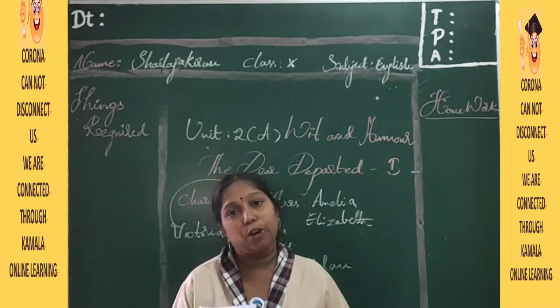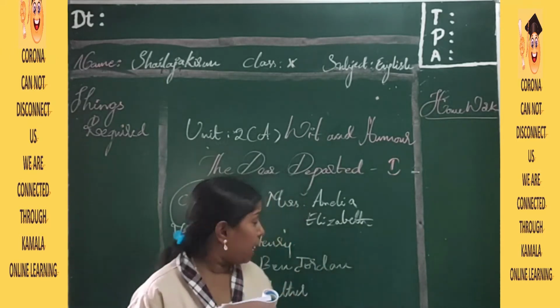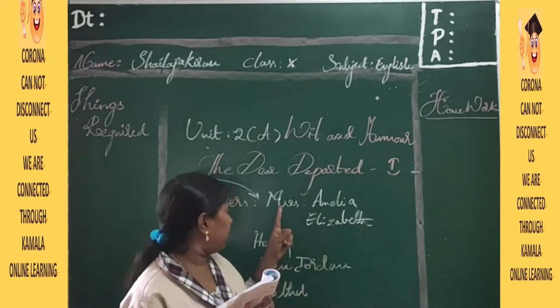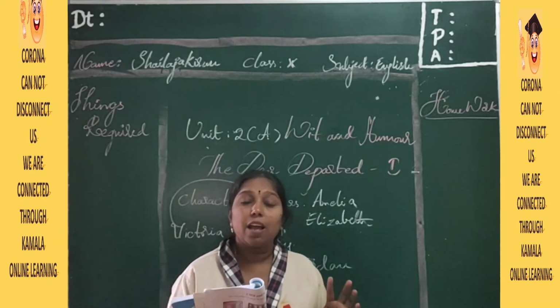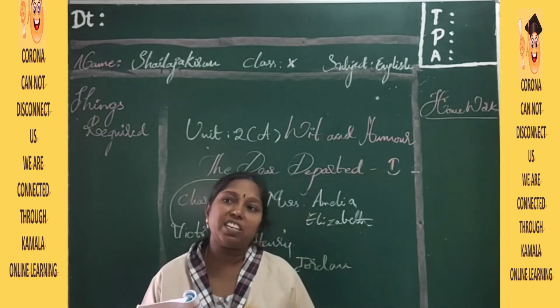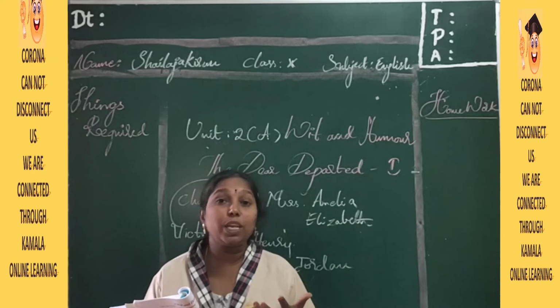Emilia Slater. Her full name is Emilia Slater. Her husband's name is Mr. Henry and her daughter's name is Victoria. Her character is such that she doesn't hesitate to say anything.